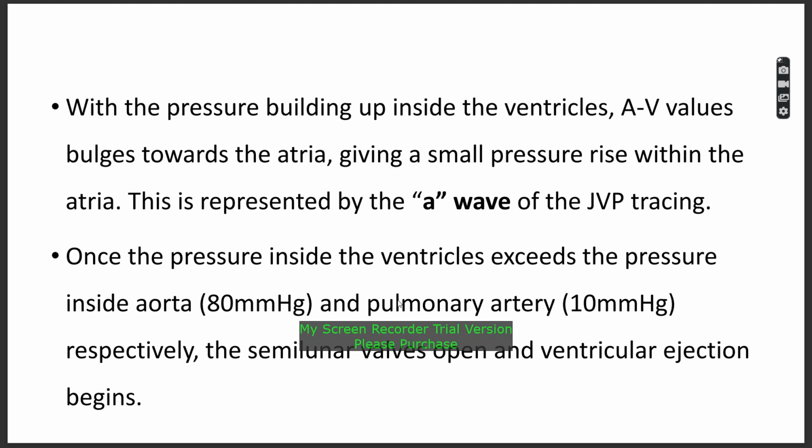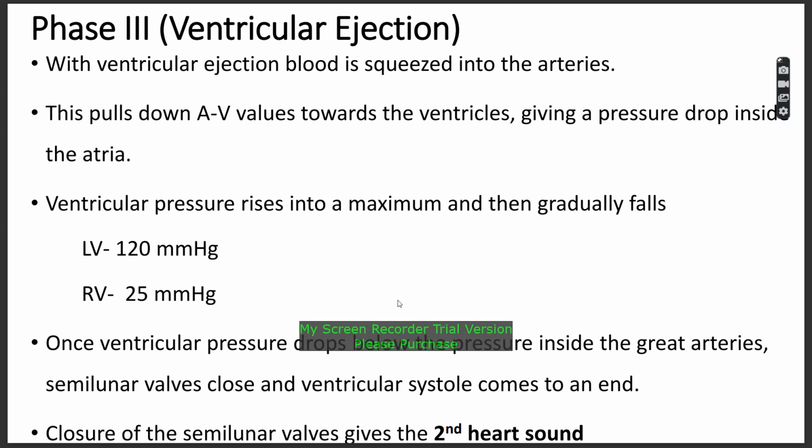Once the pressure inside the ventricles exceeds the pressure inside the aorta and pulmonary artery, respectively, the semilunar valves open and ventricular ejection begins, right? So in phase 3, with ventricular ejection, blood is squeezed into the arteries. This pulls down AV valves towards the ventricles, giving a pressure drop inside the atrium. So this is shown by X descent in the jugular venous pressure curve, okay? Ventricular pressure rises to a maximum and then gradually falls.